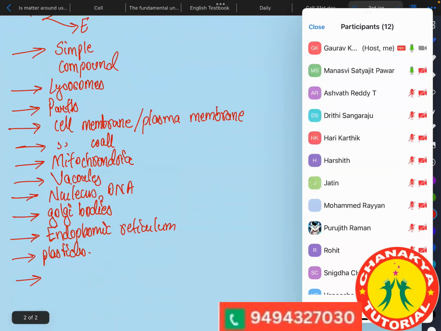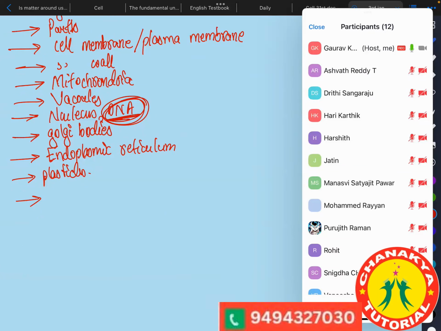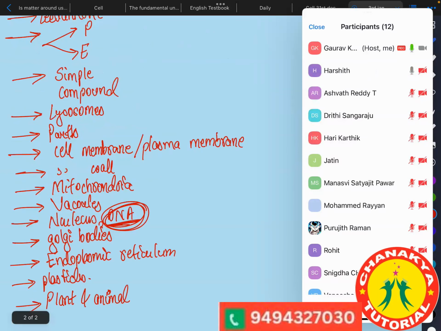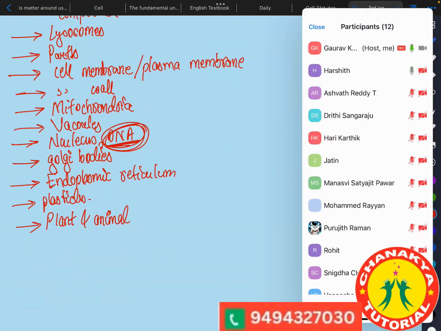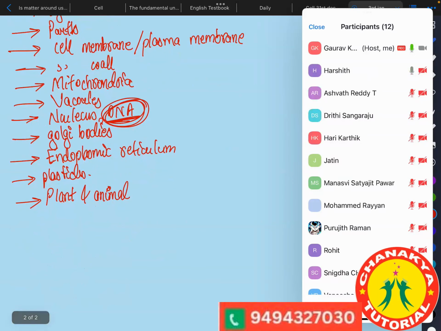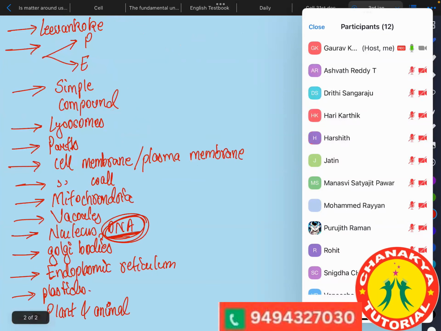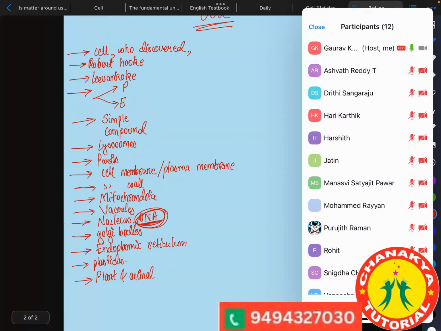More? Leeuwenhoek, cell, microscope. We have also seen plant and animal cells, a little bit, and more we will discuss in our next class. We have seen prokaryotic, eukaryotic, unicellular, multicellular. Cytoplasm. Yes, we haven't encountered cytoplasm. We will learn this in the next class. Okay, fine. I think we have discussed these things, and in the next class we will proceed with our syllabus.